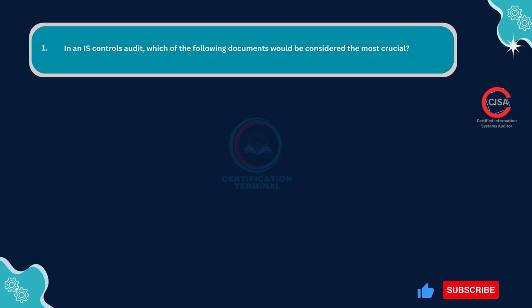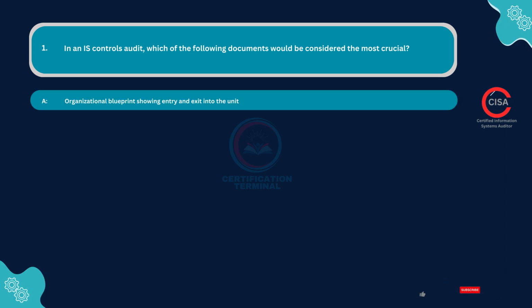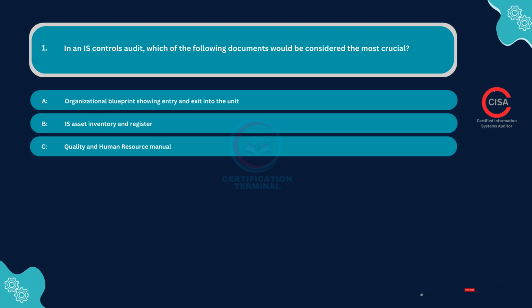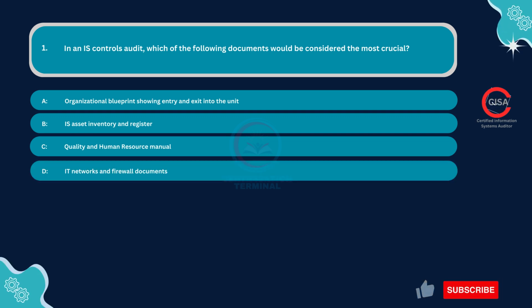Question number 1. In an IS controls audit, which of the following documents would be considered the most crucial? Option A, organizational blueprint showing entry and exit into the unit. Option B, IS asset inventory and register. Option C, quality and human resource manual. Option D, IT networks and firewall documents.